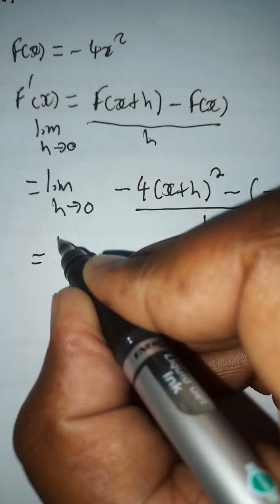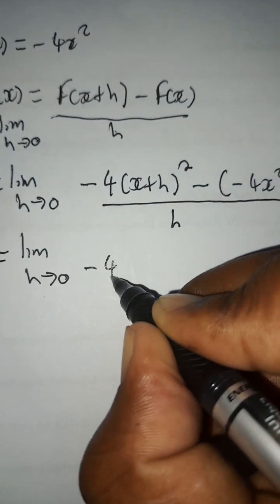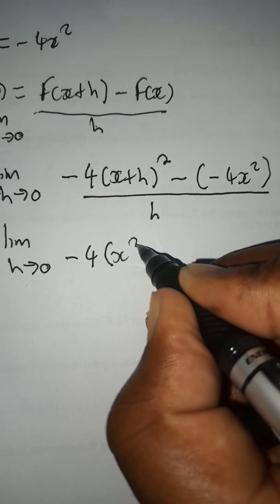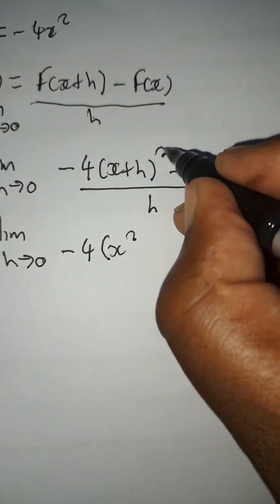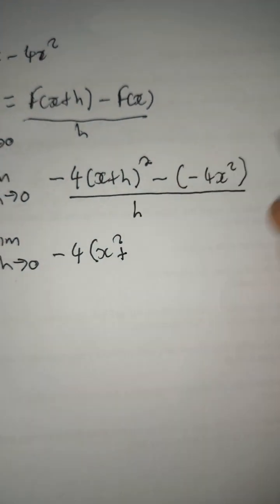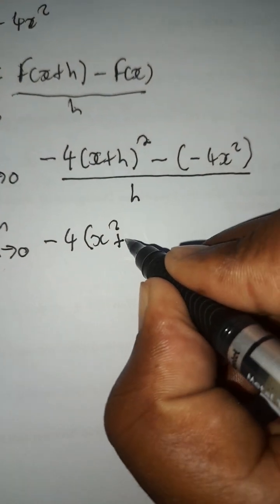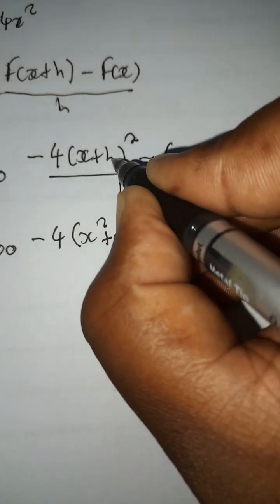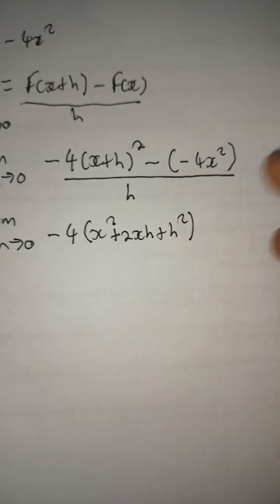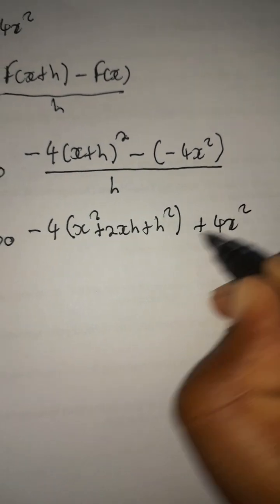So we have limit as h approaches 0. So we have negative 4. So let's work out the brackets. You square the first, this will be x squared. The power multiplies everything. 2 times x times h, or you can use the one that you open two brackets, but I prefer this one. 2 times x times h, that will be 2xh. Then square the last, that will be h squared. Okay. Then negative and negative, that will be positive 4x squared.